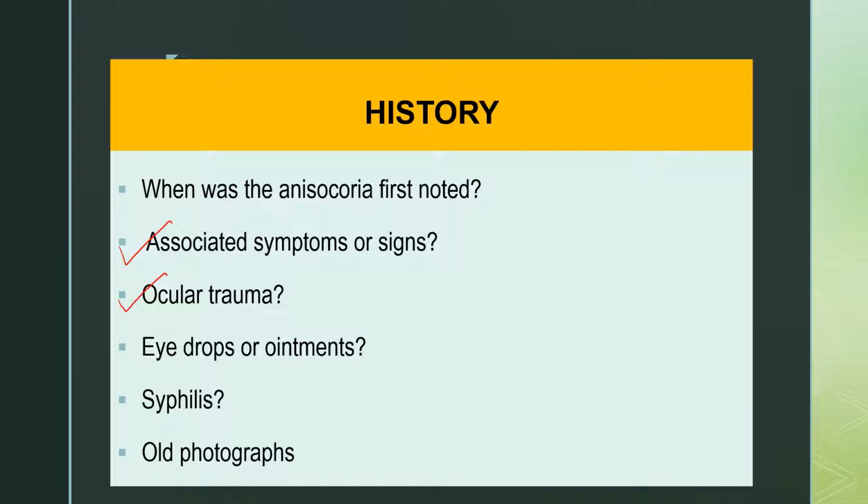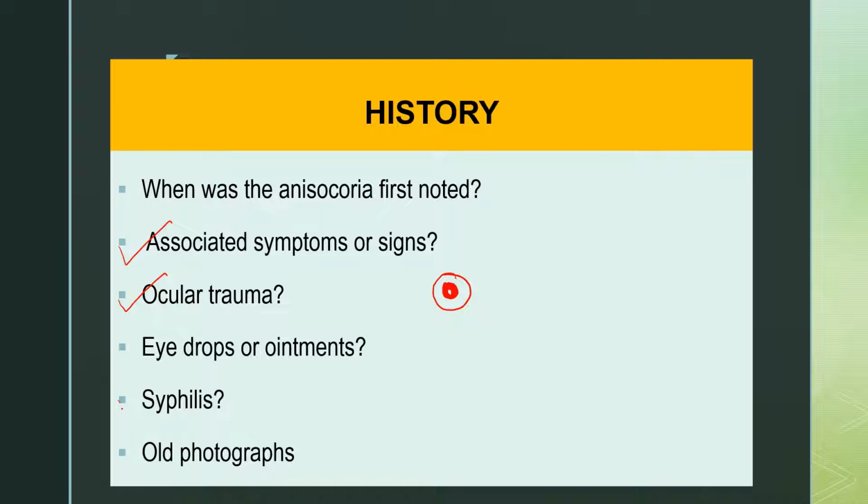Now, was there any ocular trauma? We know that trauma can also cause damage to the pupillary sphincter, and such a traumatized pupillary sphincter will not constrict in response to light, right? So, such a pupil can also present as anisocoria. History of ocular trauma is therefore very important. Then you ask about any usage of eye drops or ointments. Again, a very important point, because the patient might have used certain cholinergic, anticholinergic or sympathetic agents, which will lead to constriction or dilatation of the pupil, respectively.